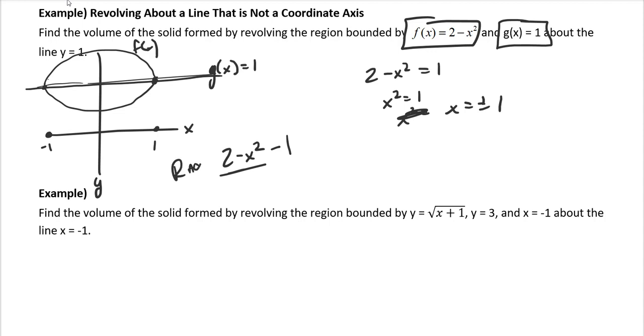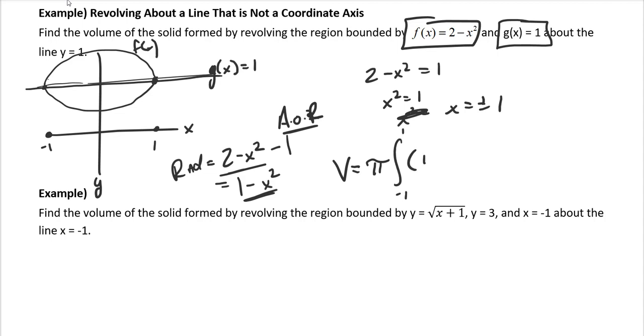So that's the radius. So I get 1 minus x squared. Okay, you always want to subtract. This is the axis of symmetry, or the axis of revolution. We'll go axis of revolution, sorry. So the radius is 1 minus x squared. Then I can use my volume formula: pi times the integral from -1 to 1 of (1 minus x squared) squared dx.